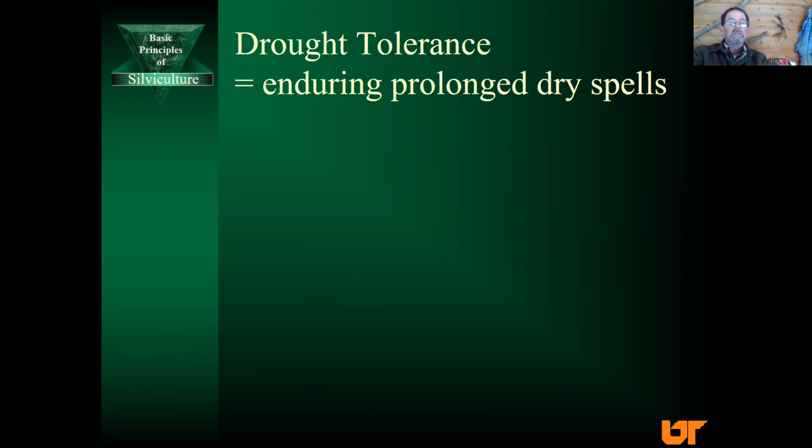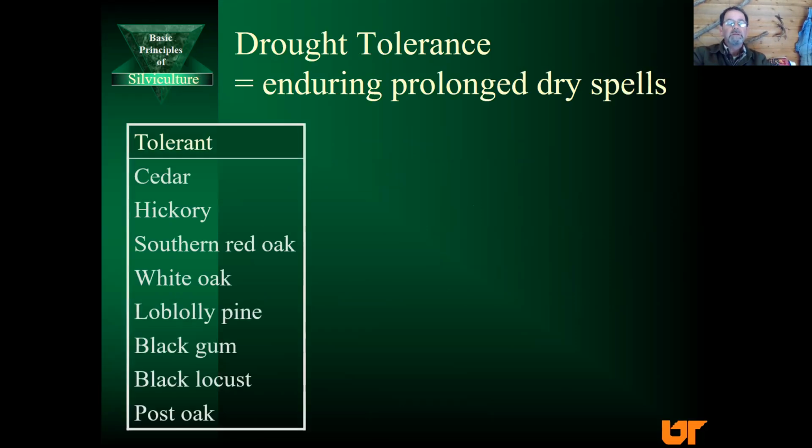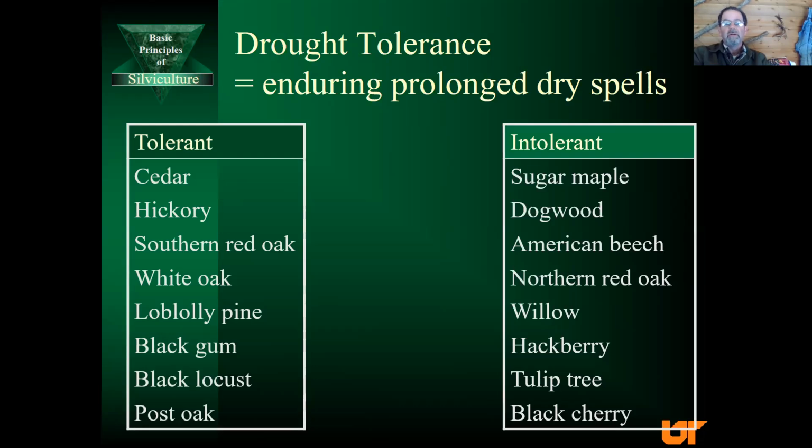Now, there are some species that are tolerant to drought. They can endure prolonged dry spells, and that includes cedar, hickory. You can see the list. White oak, southern red oak are moderately tolerant and slow starters, but they can endure on drier sites better than other species. And the other extreme then would be trees that are intolerant to drought. So you can see the list there.